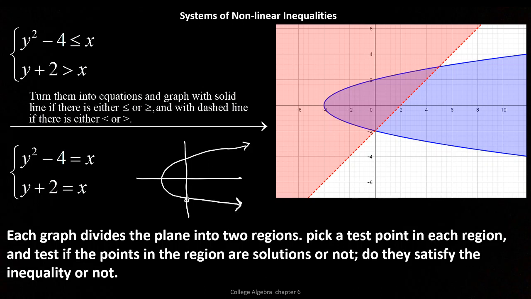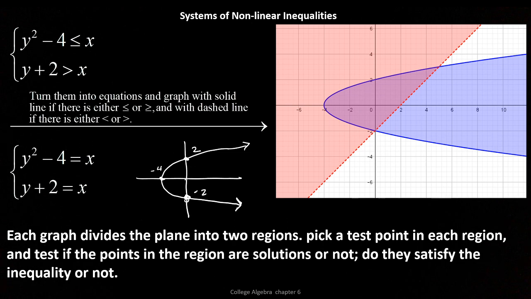And I know this goes through here at 2, negative 2, and at 2. How do you know? Because if x is 0, y is going to be plus and minus 2. Okay? And when y is 0, x is negative 4, so you know that's negative 4. Okay, now let's get the test point for this one.